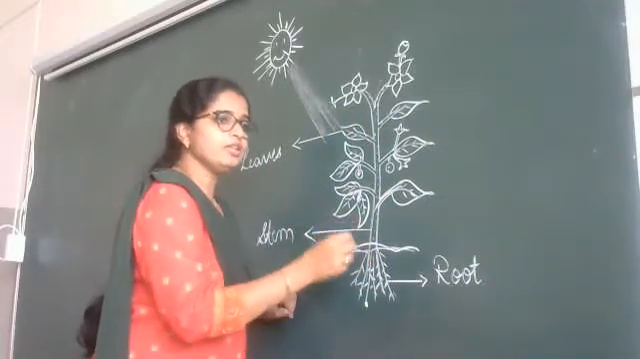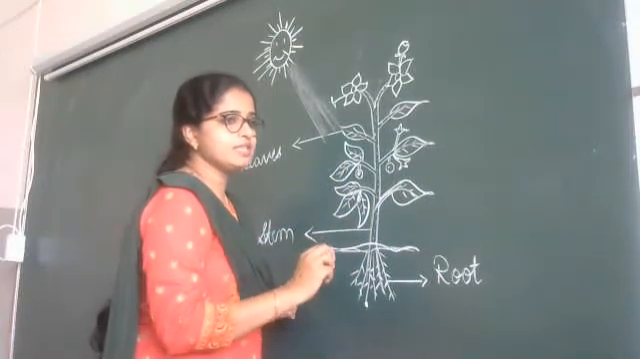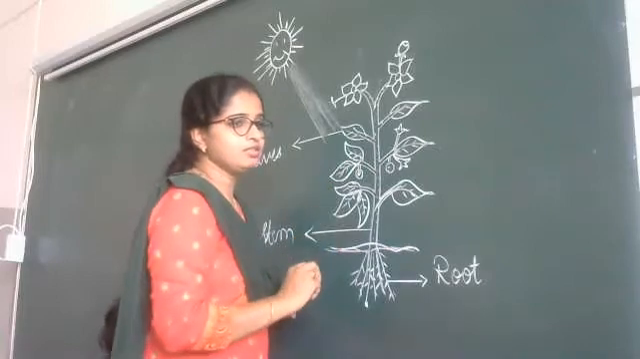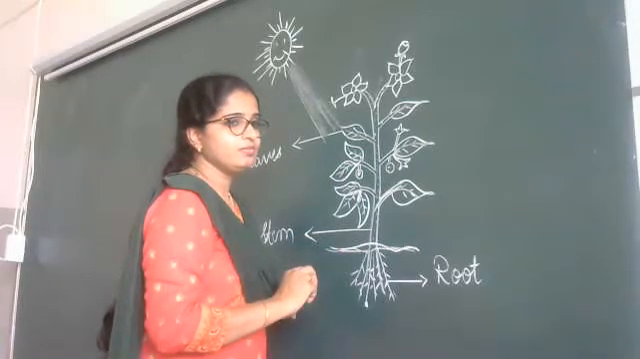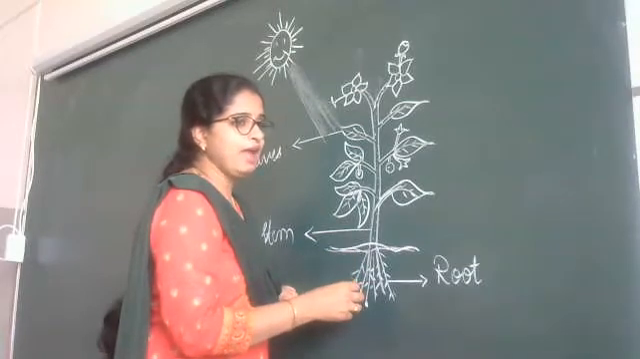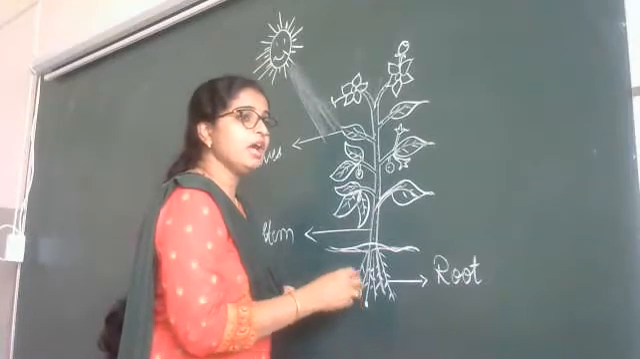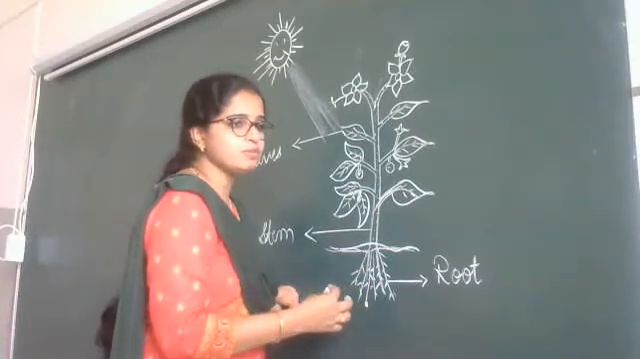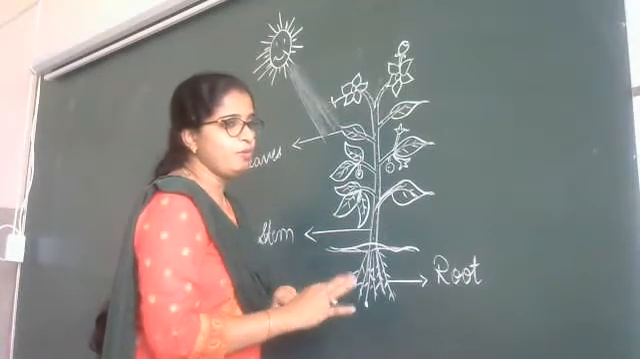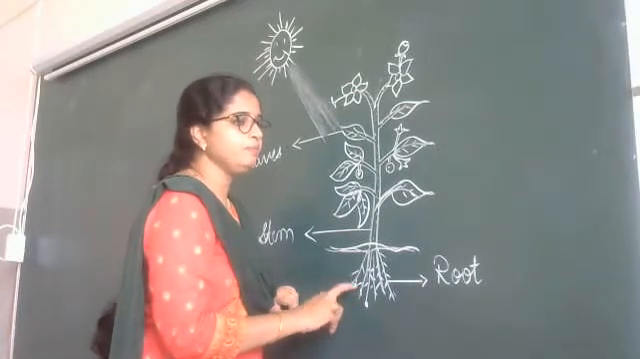If root is not there, then who will supply all the other substances and water to the plant? Without root, how is it possible? Without root, it is not possible. That's why root is very, very important for the plant.